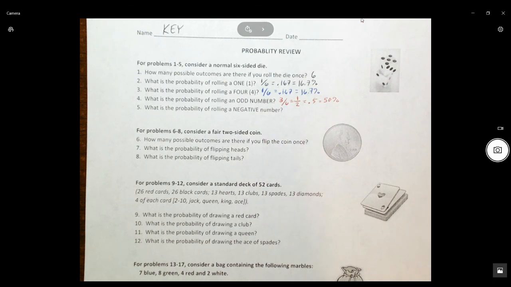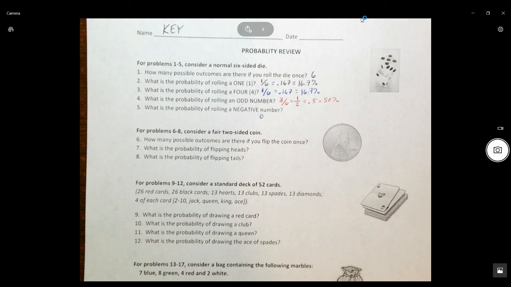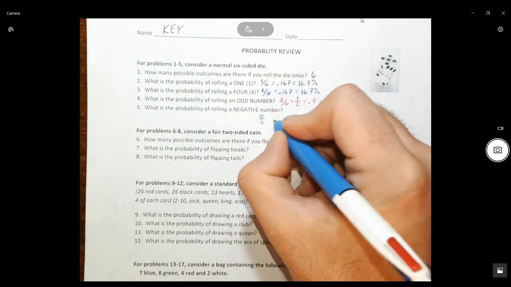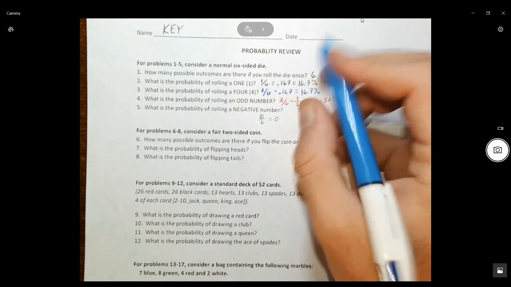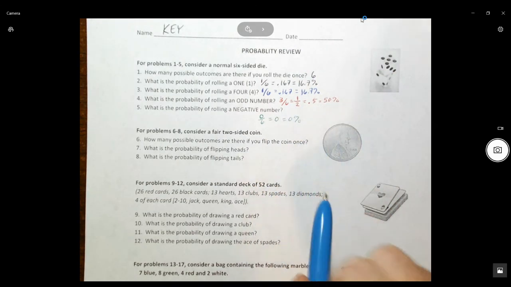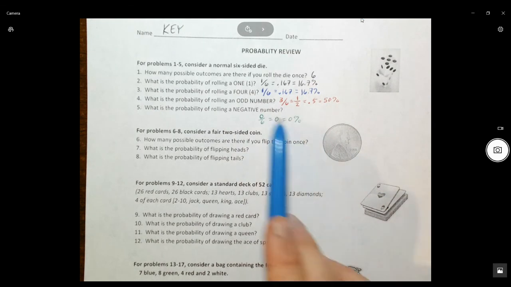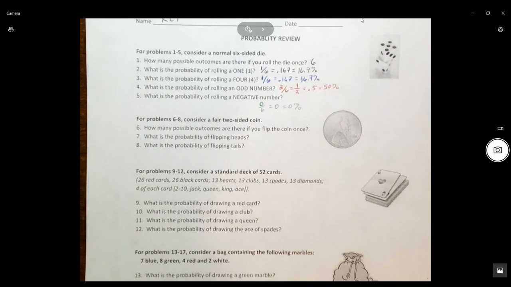Okay, getting a negative number. There are no negative numbers on the dice. Everything's positive here. Okay, so getting a negative number, you have 0 chances out of 6, which as a decimal would be 0.0. There's a 0% chance. Those aren't quite as important, but we're sticking with it here. You just have no chance of getting a negative number. That's the important thing for you to know there. Okay, so that's dice. We're going to see a lot more situations with those in the future, so it's important you understand that.